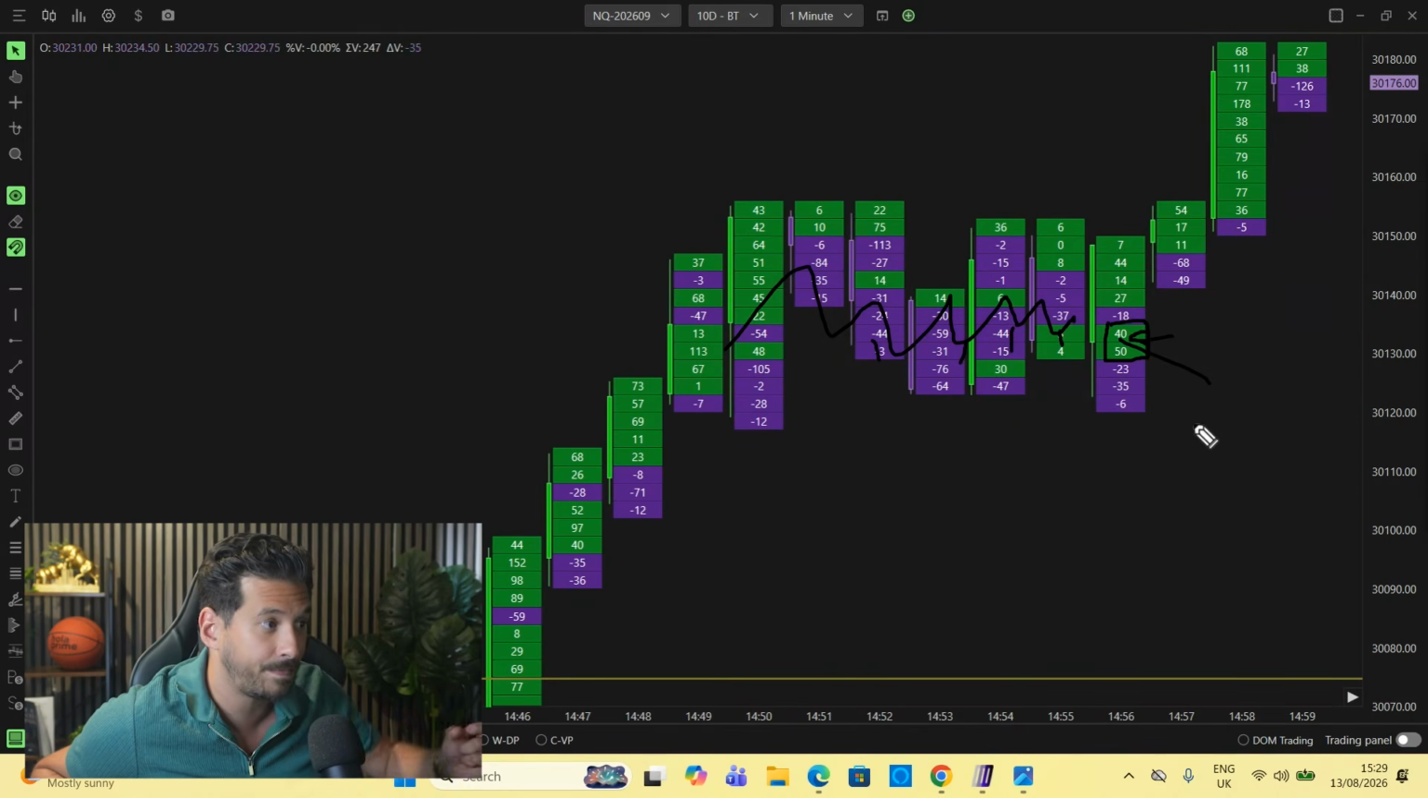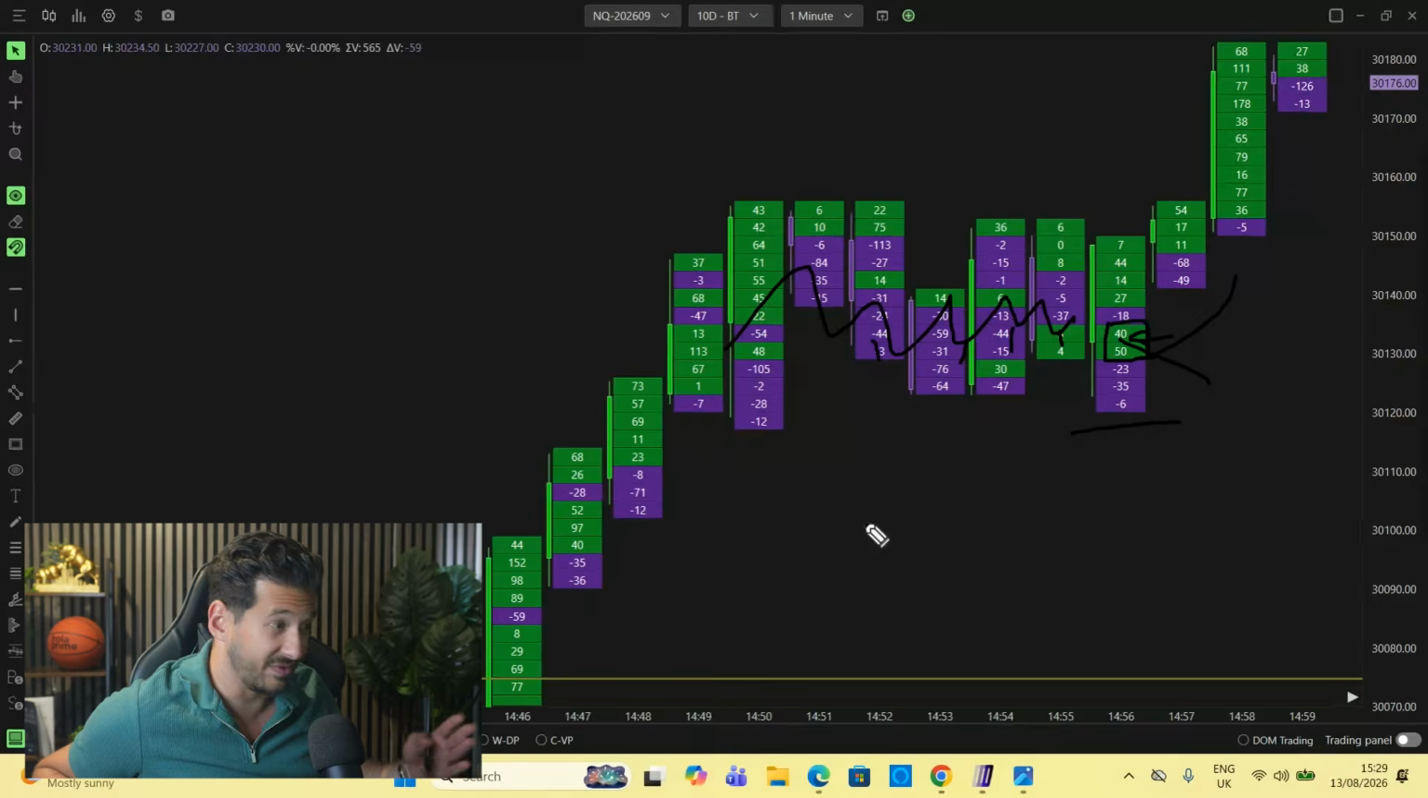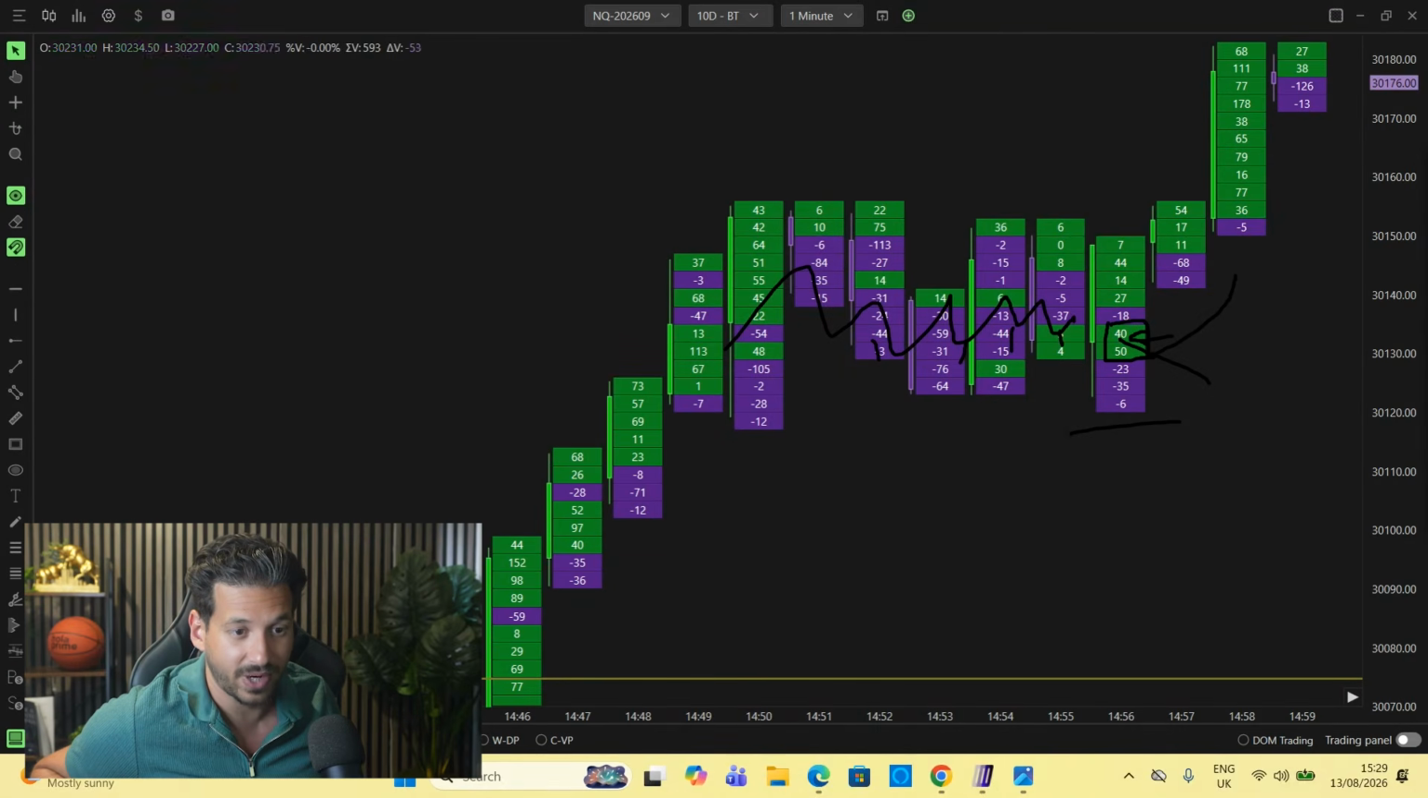And it came in chunks, right? 50, 40. If you're looking for an entry, that might not be a bad one, right? Jump in there, boom, stop here, and ride the wave up again, right? If you're only looking for buys in such a bullish market, you probably will be, right? This is a very bullish market, right?